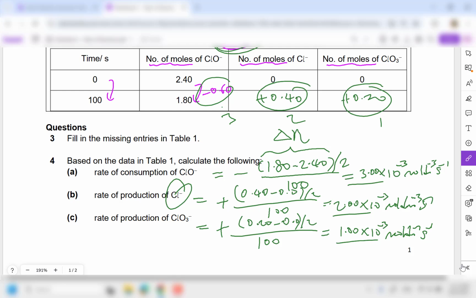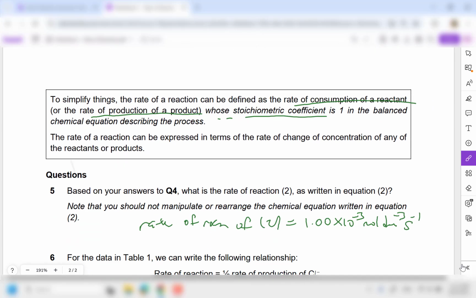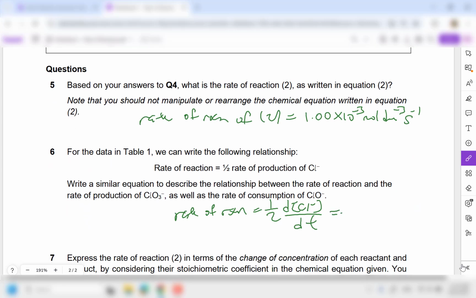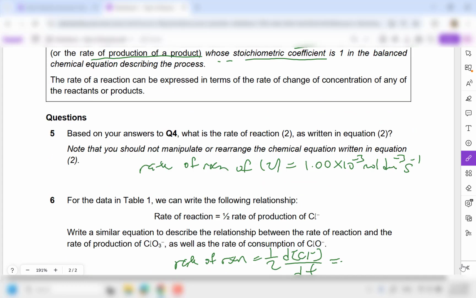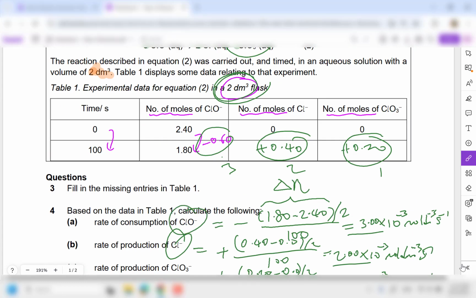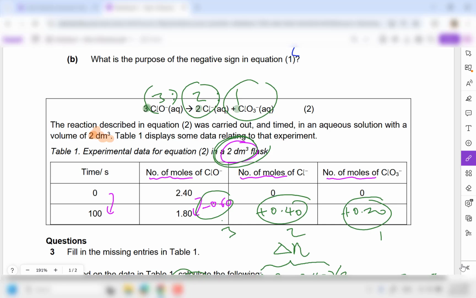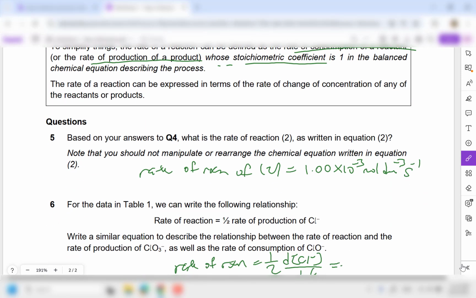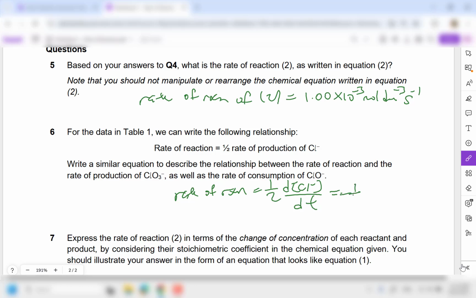Simply by looking at this, this is 1 to 2, right? So if I halve this, I will get back 1.00. And at the same time, for the consumption of chlorate 1 over here, the ratio is 3 to 1. So I'm really looking at minus 1/3 d[ClO minus] over dt. I hope this is clear enough.